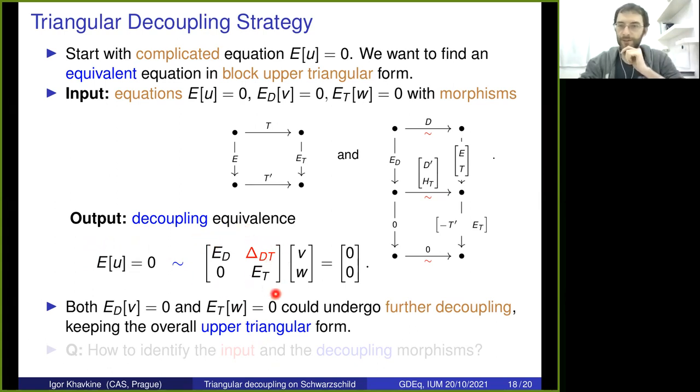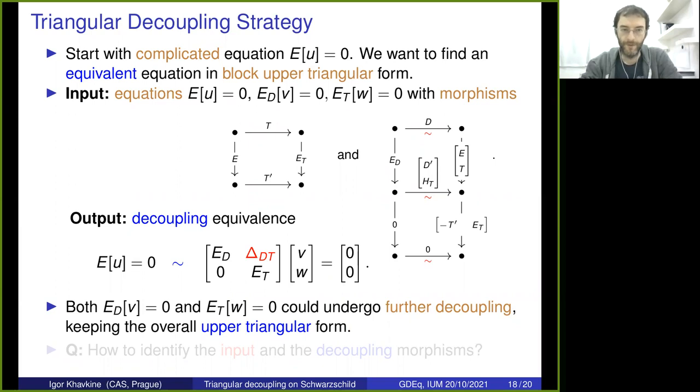And once I've taken that step, nothing prevents me from applying the same strategy to each of the diagonal blocks here. So if the diagonal blocks themselves are somehow complicated, then I can try to apply the strategy to them as well until I have just a fully diagonal system, which in fact does happen in the equations that I was studying in this work and the result that I showed you earlier in the presentation.